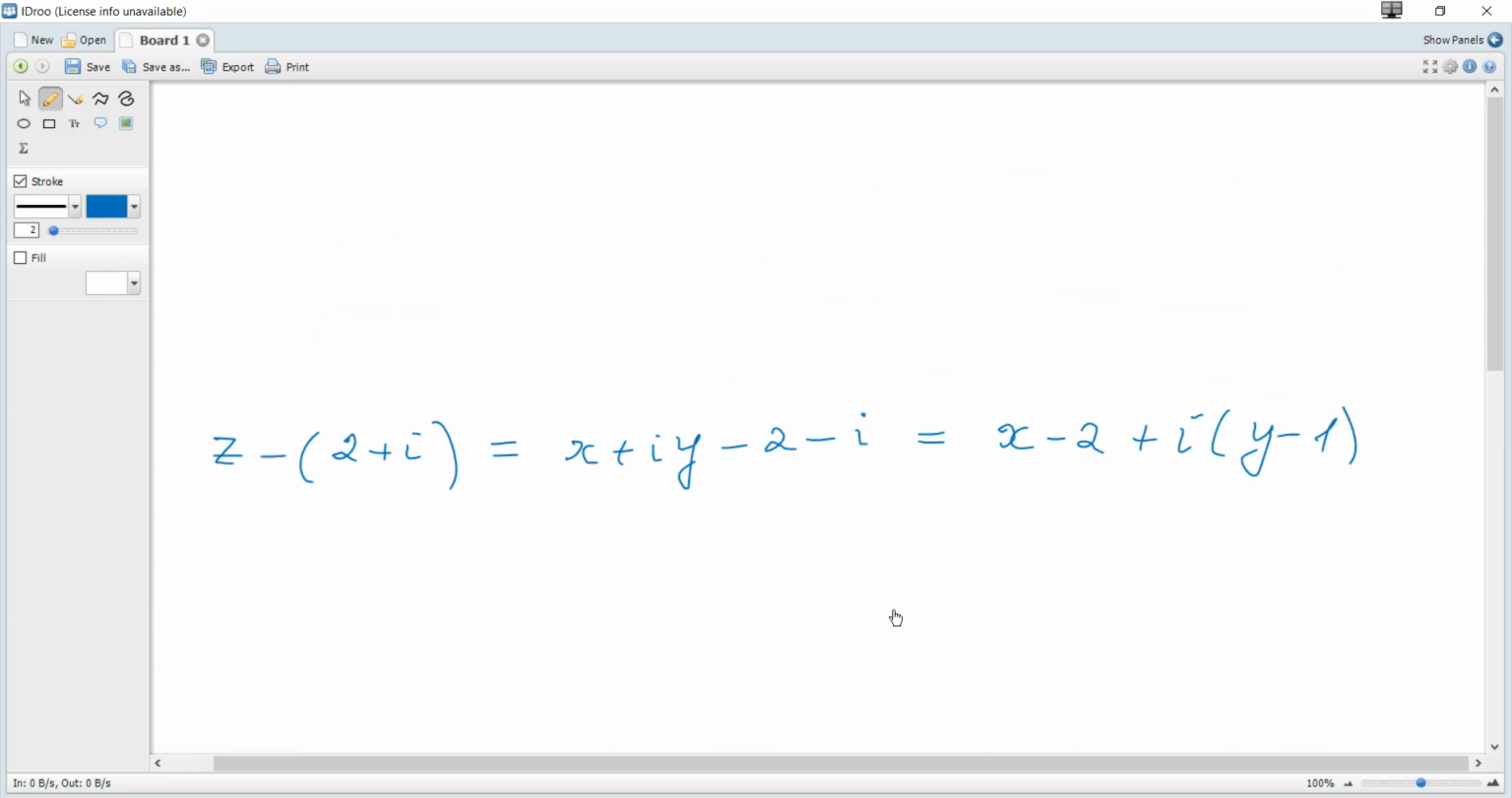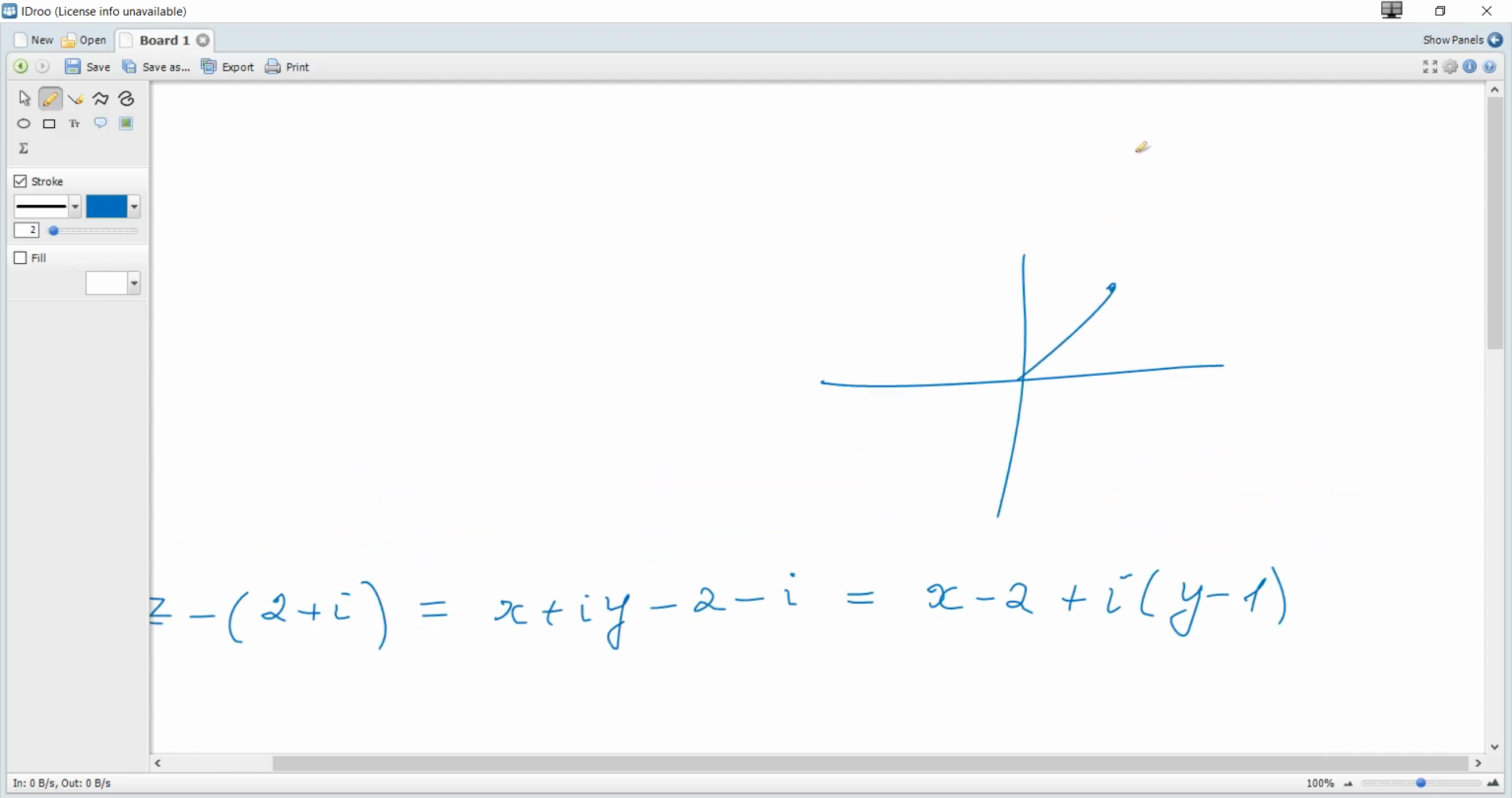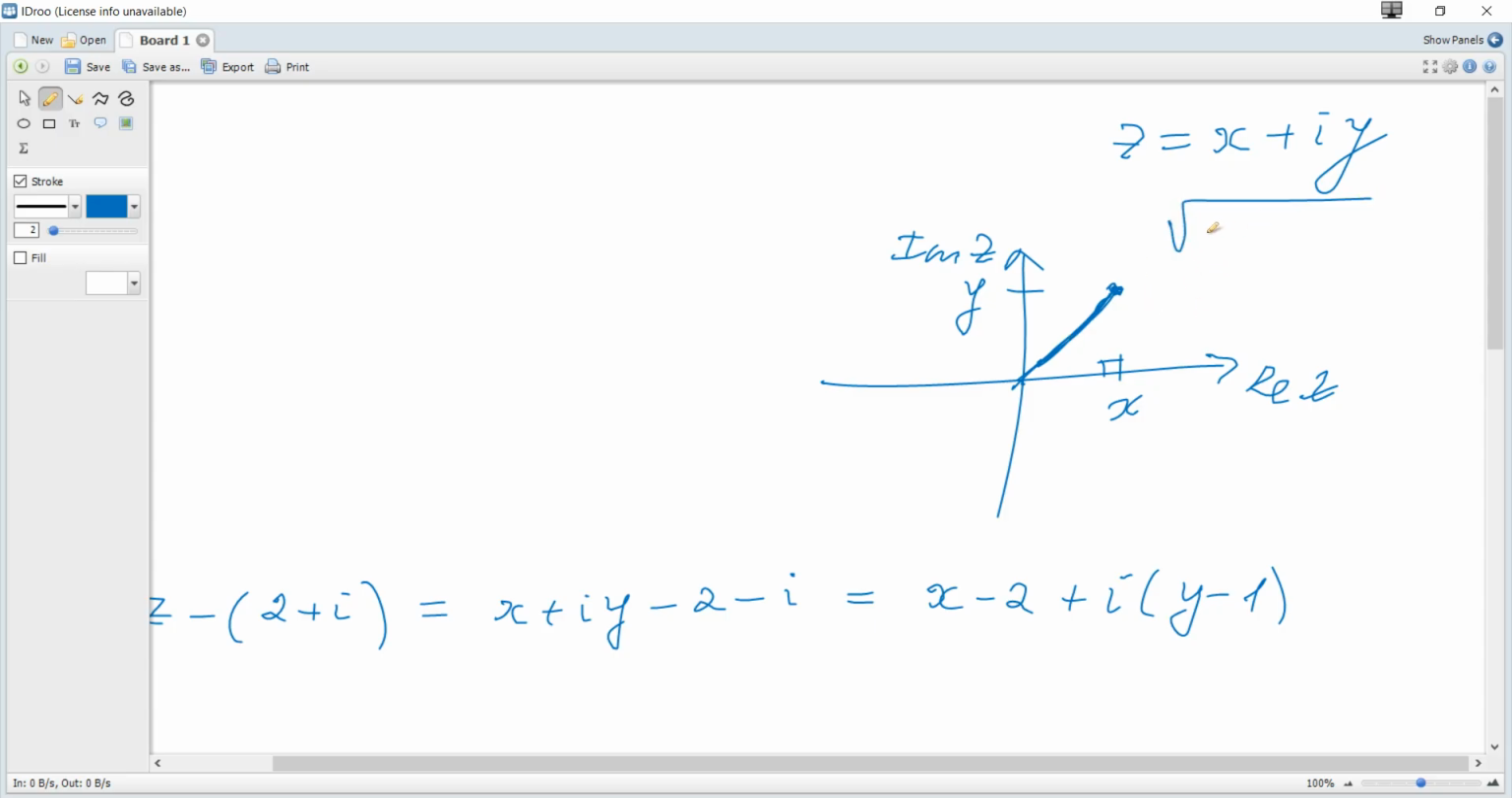Why? Because if you don't remember, for the modulus of a complex number z equals x plus iy, the real part is x and the imaginary part is y, and the modulus is just the distance from the origin. You can see that it's a right angle triangle, and the required value of the modulus is just the square root of the real part squared plus the imaginary part squared.